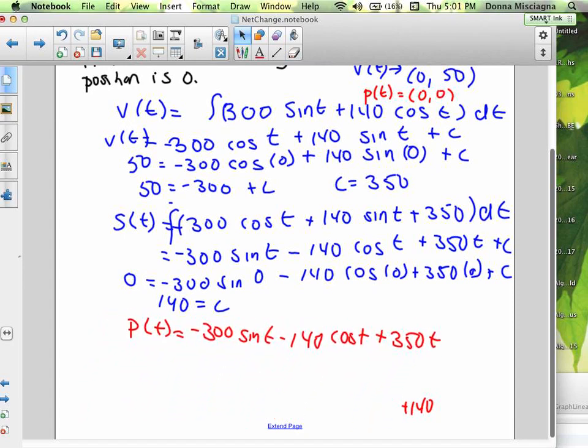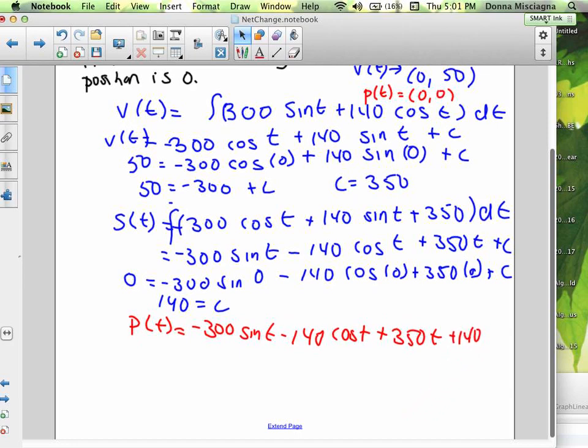And it does. All right, so P of t is negative 300 sine t minus 140 cosine t plus 350t plus 140. That would be our position function. So notice we just integrated and we solved for c, and we just did that twice, right, to go from acceleration to position.